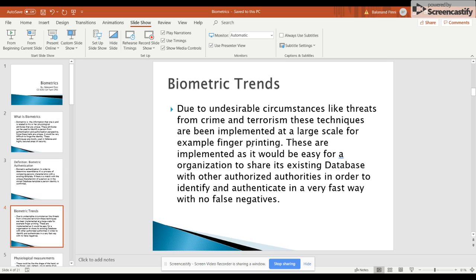We see that there are certain threats, which is why we go for such biometric trends, which are implemented at large scale because of crime and terrorism. The identification is shared by the authorized authorities so that they can authenticate very quickly and with more accuracy.